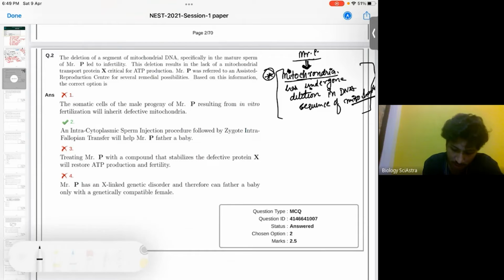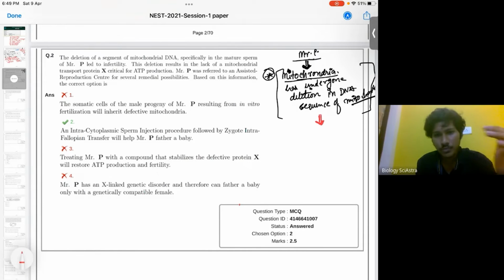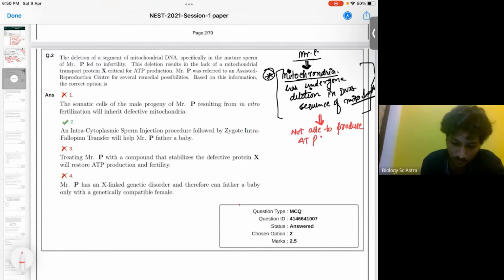नाउ ड्यू टू दिस डिलीशन, the mitochondria of the sperm are not able to synthesize ATP. They are not able to synthesize ATP.